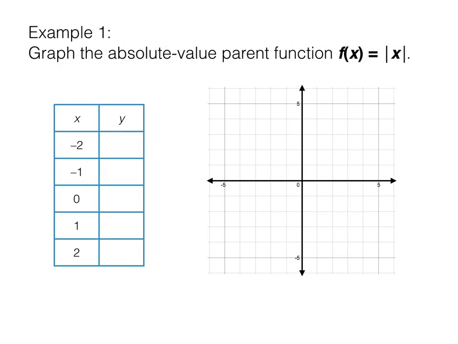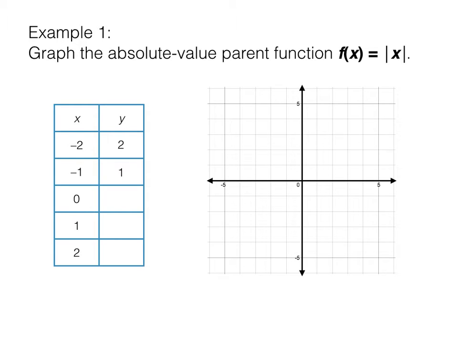In our first example, we're asked to graph the absolute value parent function, f of x equals the absolute value of x. We have the beginnings of a table of values where the x's are already pre-established. So we just picked convenient x values that center around 0, just to see what happens. When we substitute -2 in place of x, we have f of -2 equals the absolute value of -2, which is 2. F of -1 is the absolute value of -1, or 1.